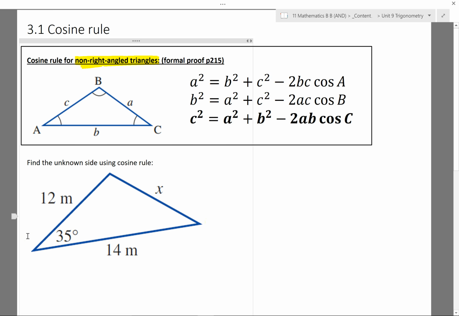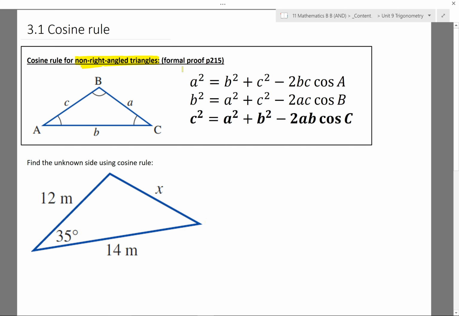In this lesson, we'll look at the cosine rule, which is another rule for non-right angle triangles. For example, trying to find this unknown side x here, where none of these angles are listed as 90 degrees or can be found to be 90 degrees.